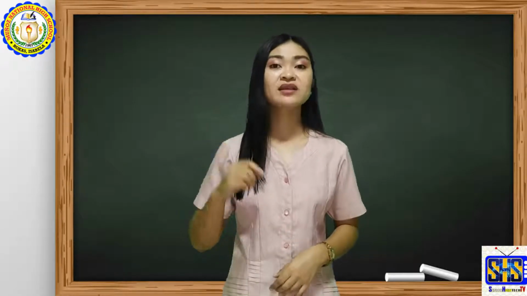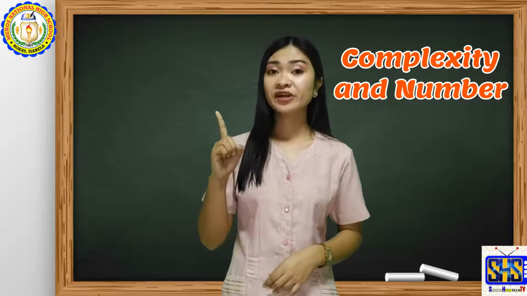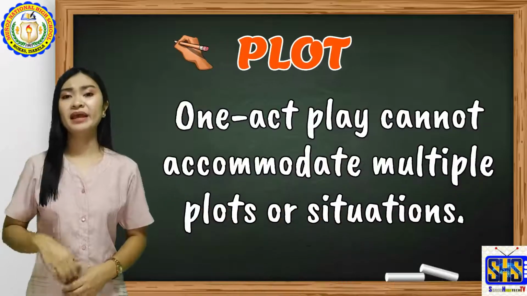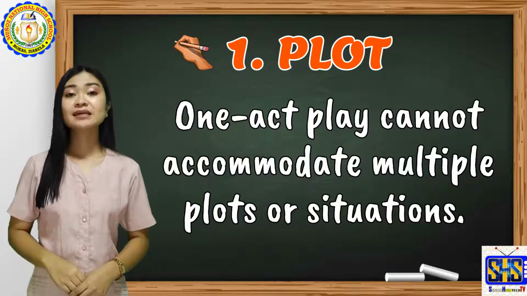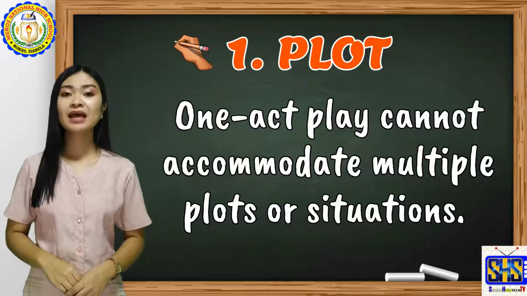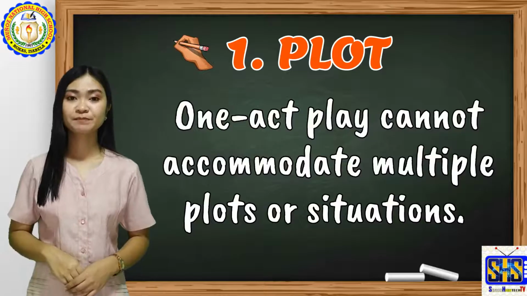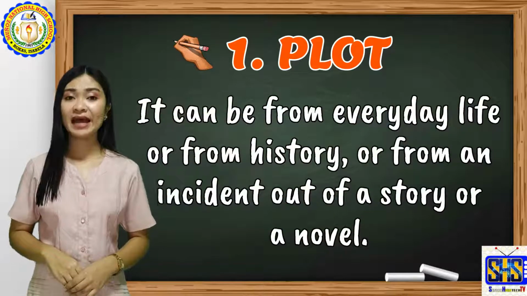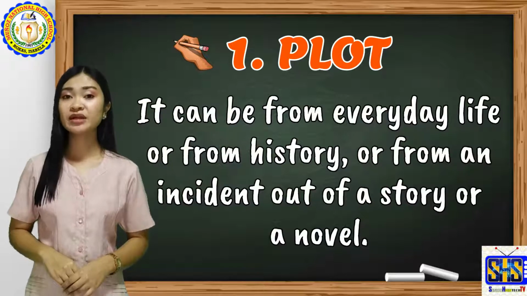The parts of a one-act play are similar to other forms of drama. The only difference is in the complexity and number. First, we will discuss plot. A one-act play cannot accommodate multiple plots or situations. The selection of the material for plot has to limit itself to a single interesting episode. It can be from everyday life, or from history, or from an incident out of a story or a novel.